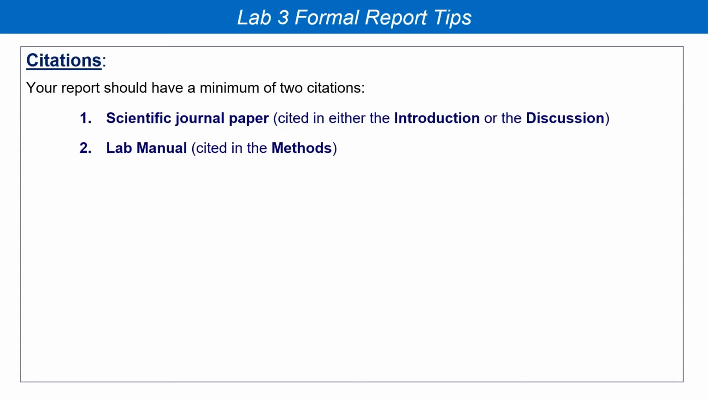So you're going to do this in the introduction or the discussion, or both. If you feel the need, that's great. If you want to put more things and you want to cite the textbook and other things, that's fine. But I'm going to be looking for a minimum of 2 citations. The second citation is going to be the lab manual, and you're going to cite that in the methods section.